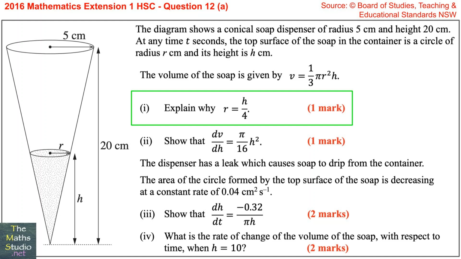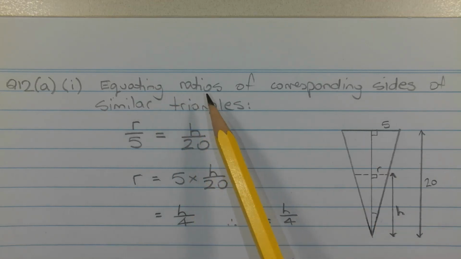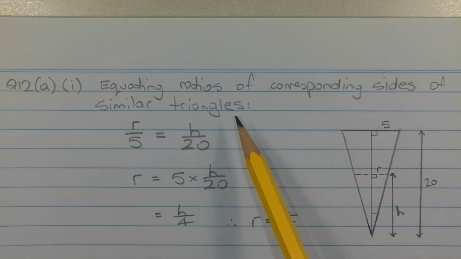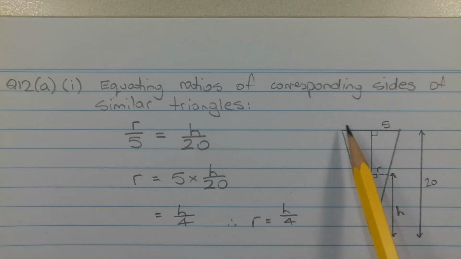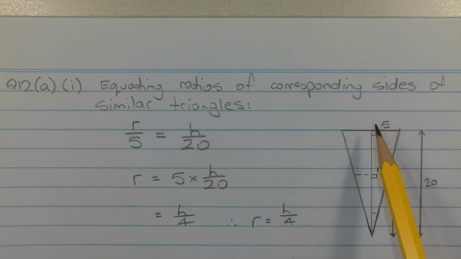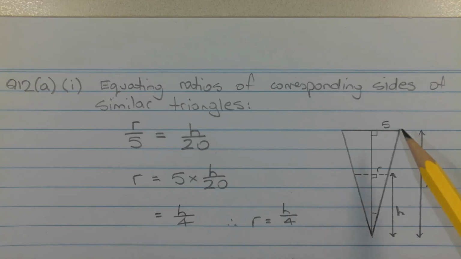Part 1. Explain why r equals h over 4. We can equate the ratios of corresponding sides of similar triangles. I've partially recreated the diagram here, and in particular, draw your attention to these two similar triangles. I've drawn a line here which splits this isosceles triangle in half into two right-angled triangles. Look at the large right-angled triangle here, and then the smaller right-angled triangle here. We can see that those two triangles are similar to each other.